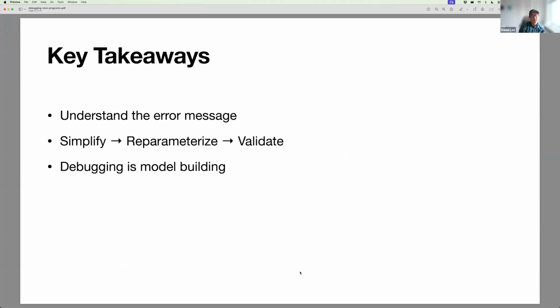Some key takeaways. First thing, understand the error message. Understand what you're trying to debug. If you don't understand that there's an error, then you won't know to go find it. The way to really debug is simplify the program, try to trap it, reparameterize, write the model slightly differently, run it again, and validate that the problem has gone away. And the last thing is, debugging is really, in this sense, model building.